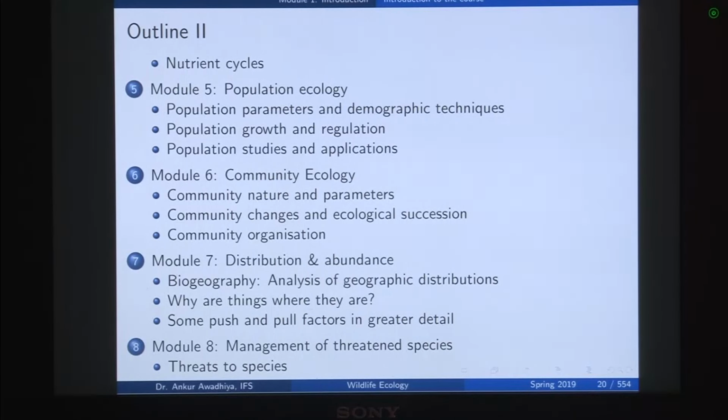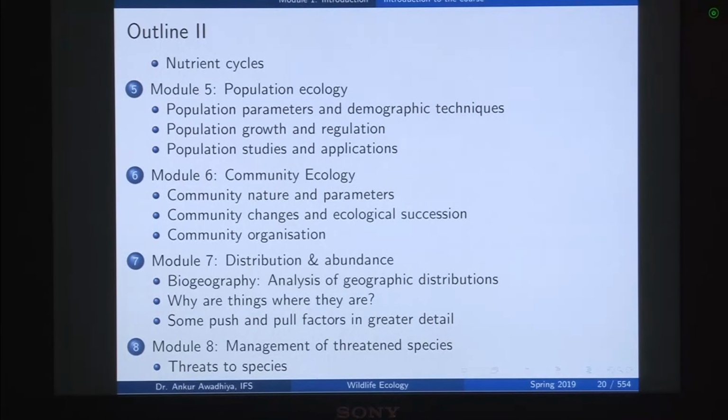The sixth module is about community ecology, community nature and parameters, changes and ecological succession. So, succession is a process in which the ecology changes or the ecosystem changes from one state to another state. So, for instance, if you have a piece of barren rock, on this rock after a while we might observe that some algae grow up, and when you have some algae on these rocks, after a while they would start degrading this rock, converting it into soil.